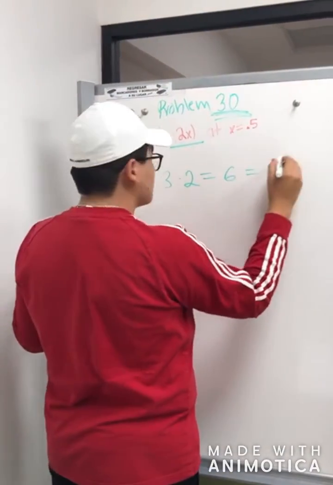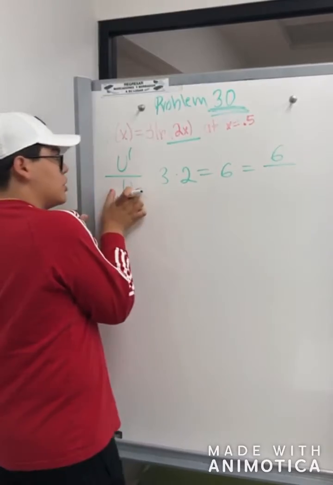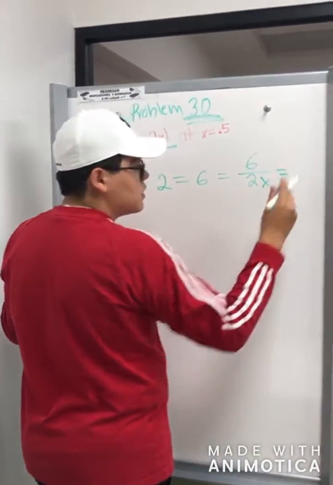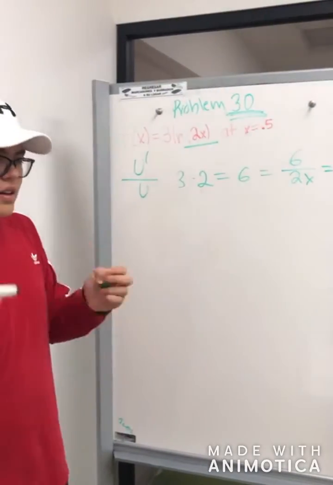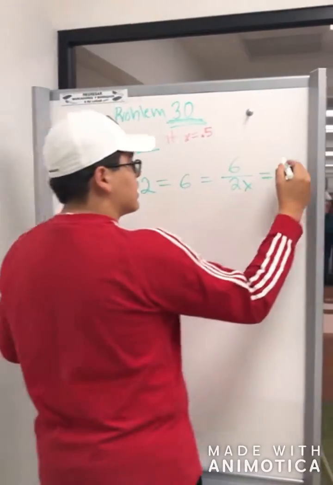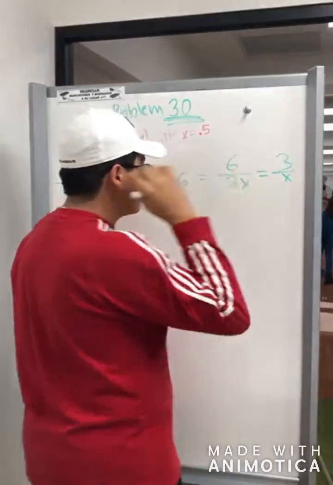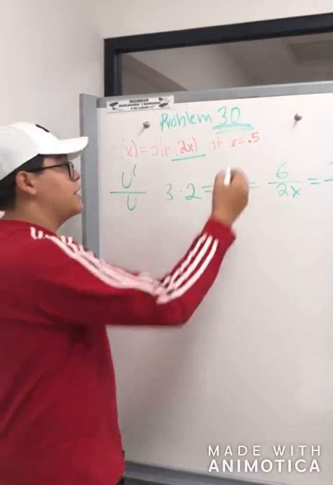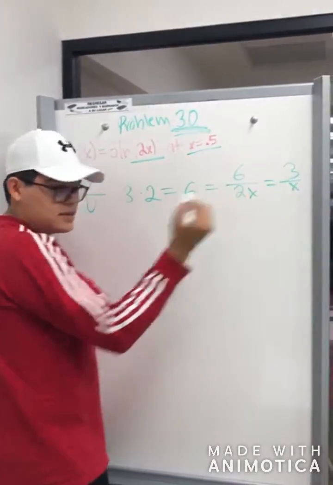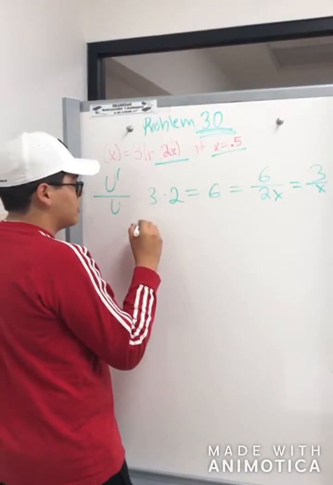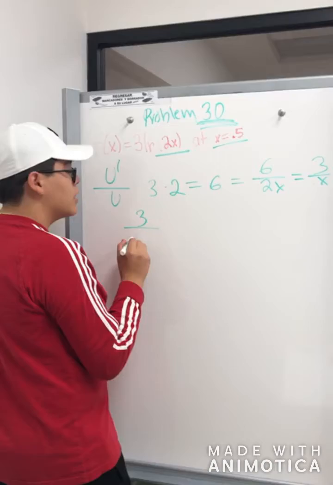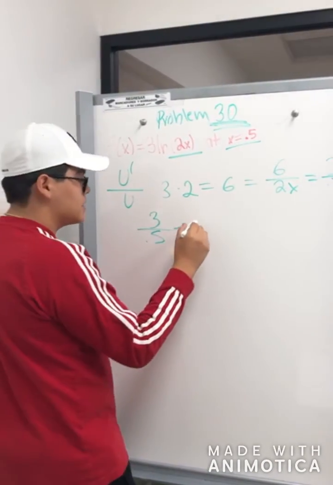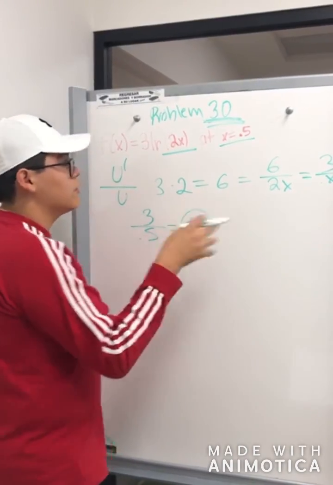So we're going to do 6 over u, that is 2x. This one, we can divide it. It's going to be 3 over x. Then the next part is to put the 0.5 in for the x. So we're going to put 3 over 0.5. The result of this is going to be 6. And that is the result of the whole equation.